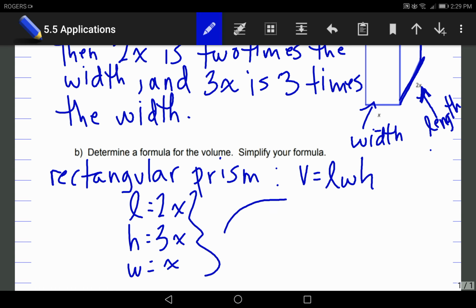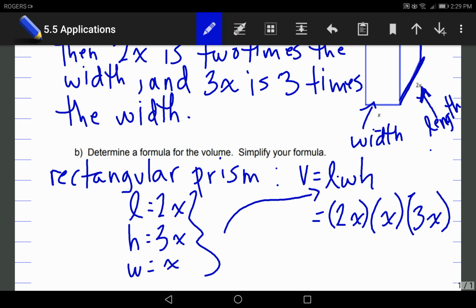just sub all of those in to my letters in my formula. And remember to use brackets. Always, when you're replacing a letter in a formula, use brackets, okay? So 2x, now it's times my width, which is x, times my height, which is 3x. There's my formula. That's 1 mark right there. Okay, you do that and you get 1 mark.